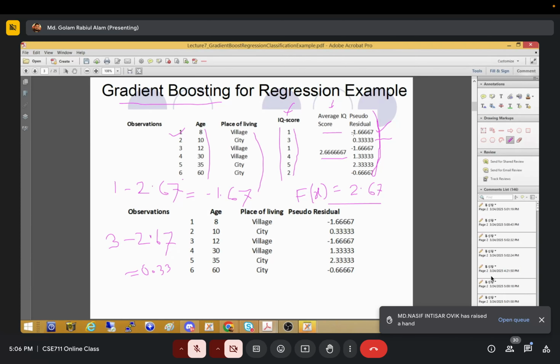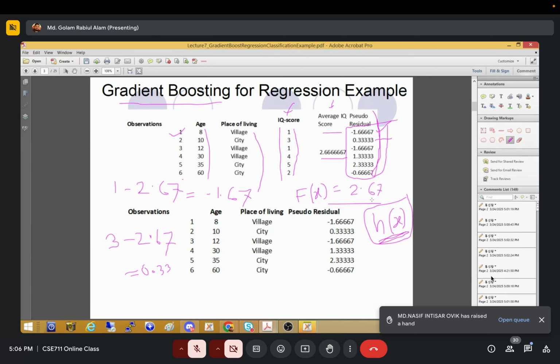Now what we have to do? We need to find out the h of x. Okay, we want to find out h of x now. But we need to build the h of x based on these errors. Based on these errors we need to find it. So this h of x is another model, another weak classifier. But how can we find that weak classifier?